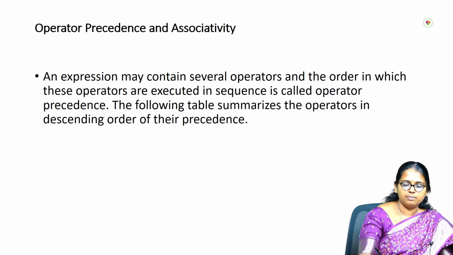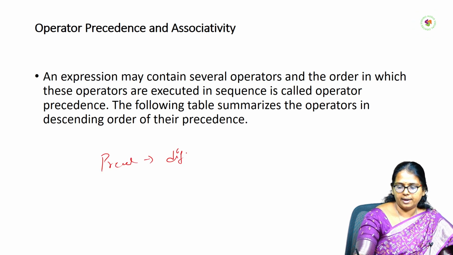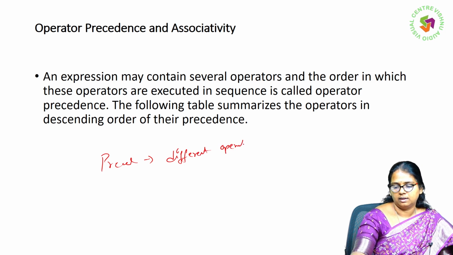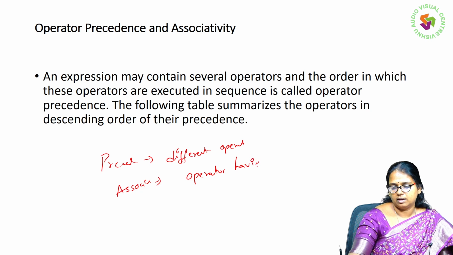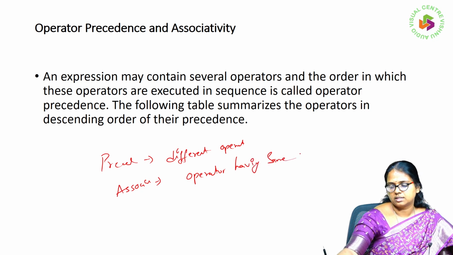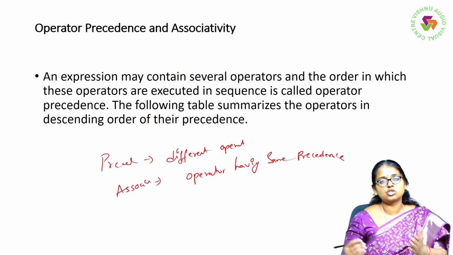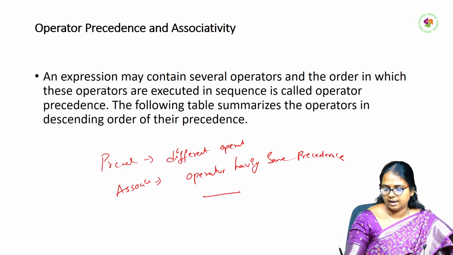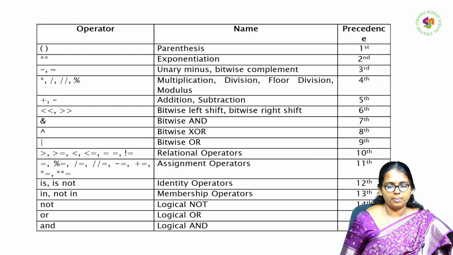When we go for precedence, it means among different operators. When we go for associativity, it means if operators have the same precedence, then in which order we need to perform, either left to right or right to left.